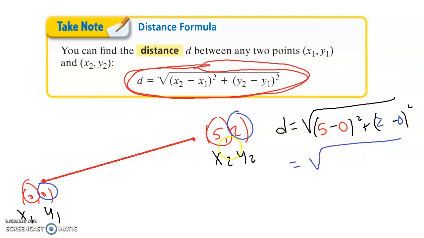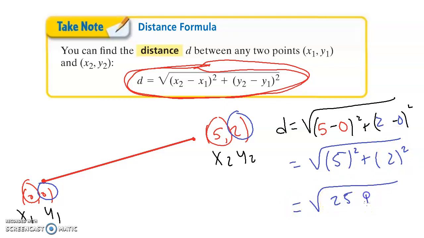5 minus 0 is going to be 5. So this is 5 squared plus 2 minus 0 is 2 squared, which gives us 5 times 5 is 25, and 2 times 2 is 4. And this would give us the square root of 29.